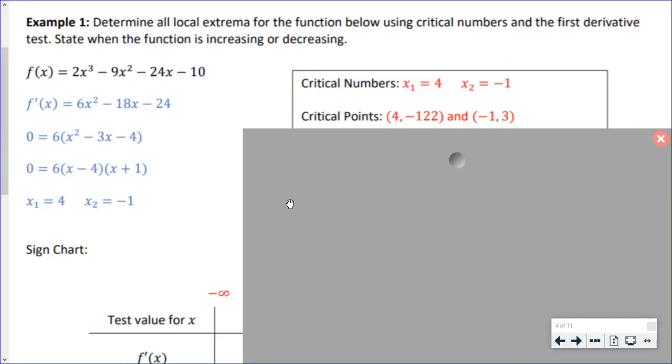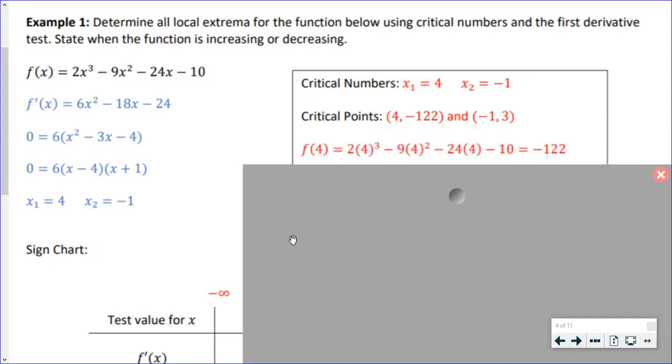Right? So if I plug in x is equal to 4, notice I'm not substituting it into my derivative function. I'm substituting into my original function. The derivative helps us find the critical points. You're not finding the x-intercepts of the original function. The derivative finds the critical points, the critical numbers. We use these critical numbers to plug into the original function to find the critical points.